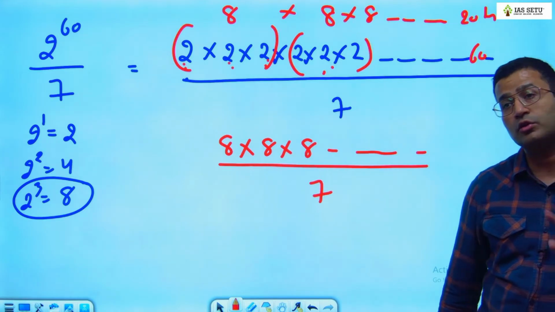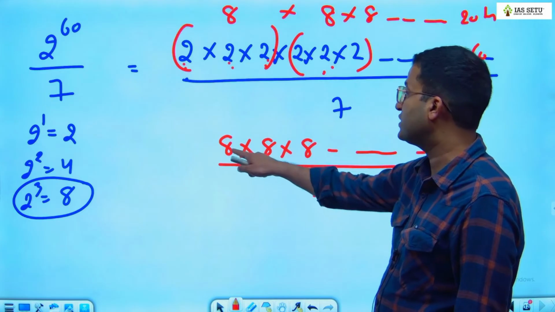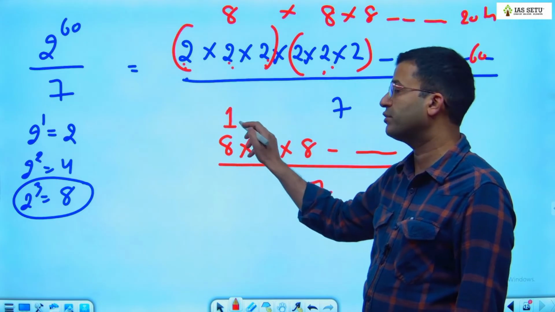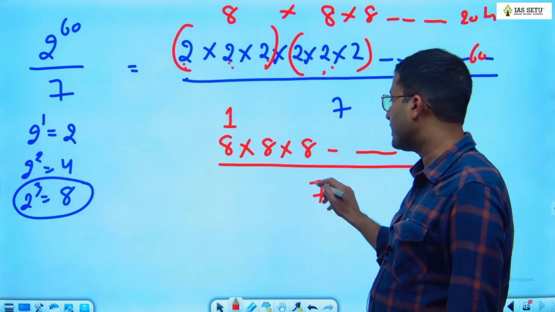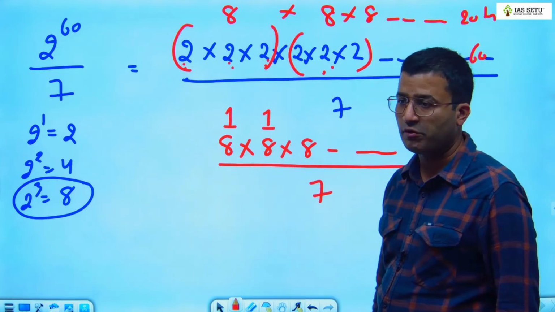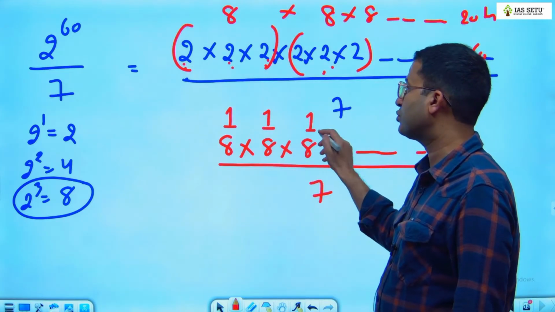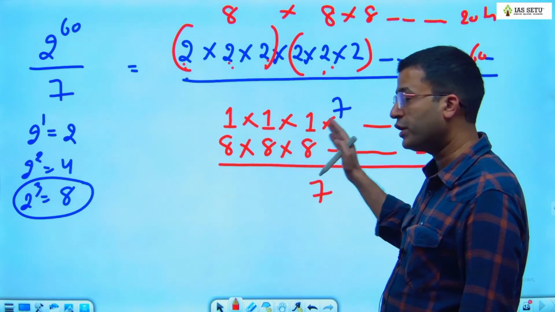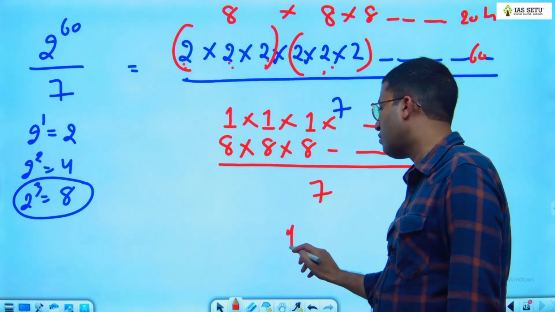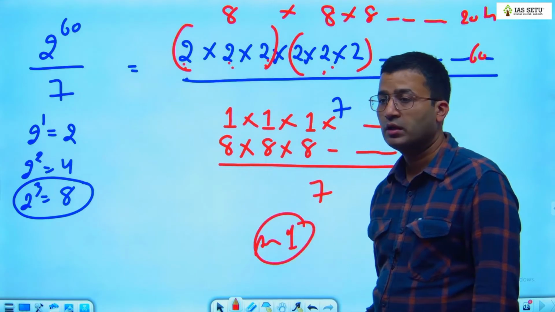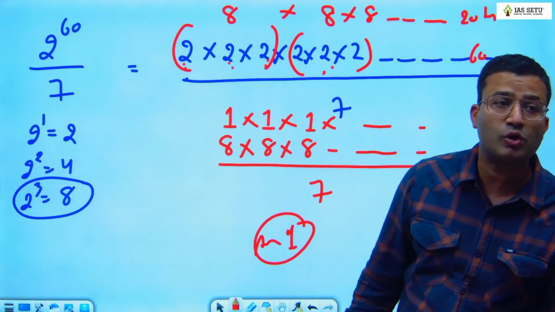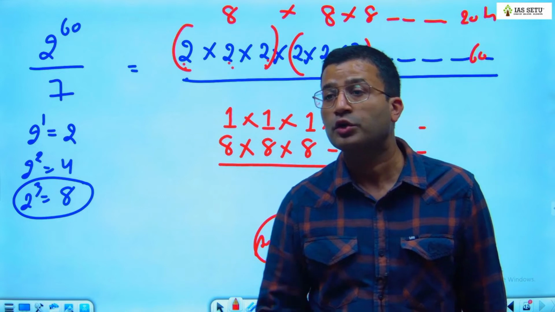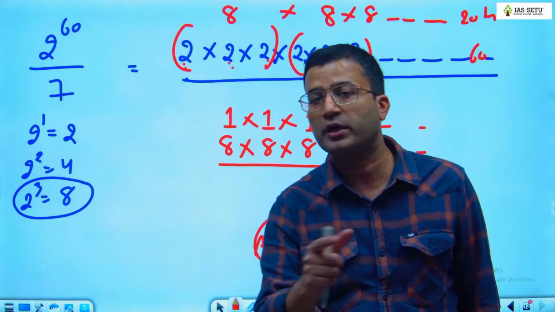Our remainder theorem 2 suggests this 8 with respect to 7 gives remainder 1. This 8 with respect to 7 gives remainder 1, and so on. How many times? 20 times. 1 into 1 into 1, 20 times. Our answer is 1. That's why this remainder theorem is called the plus 1 remainder theorem. Why? Because 1 into 1, however many times you multiply, is 1.